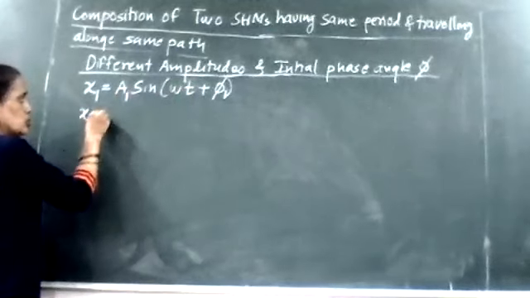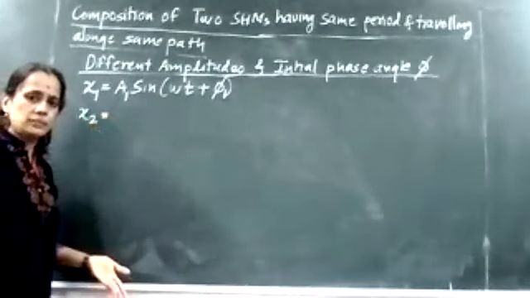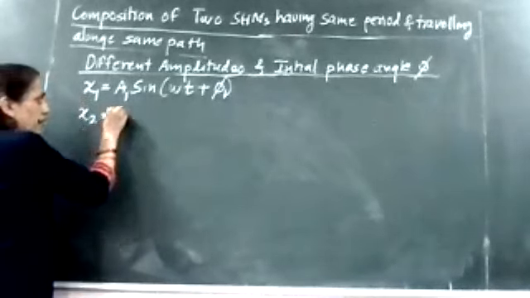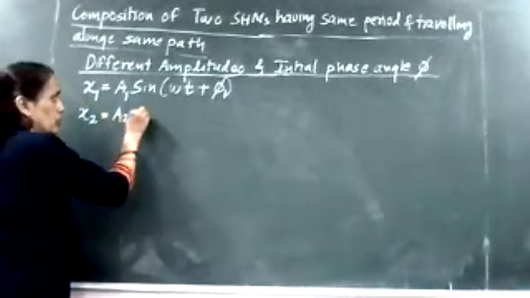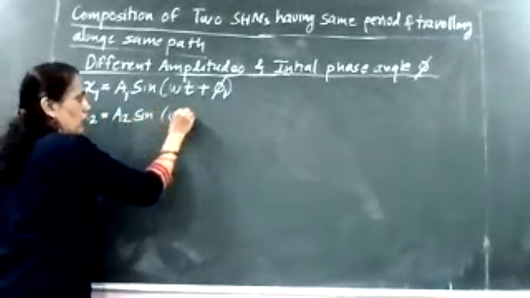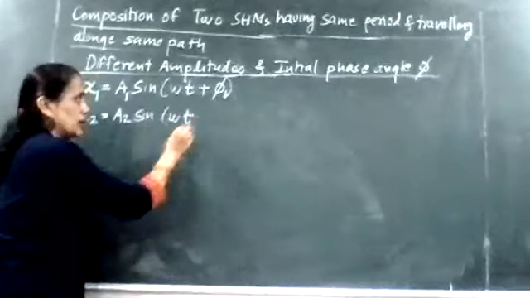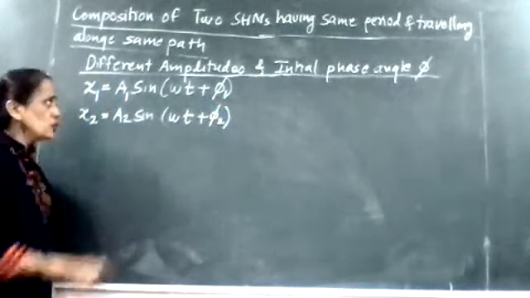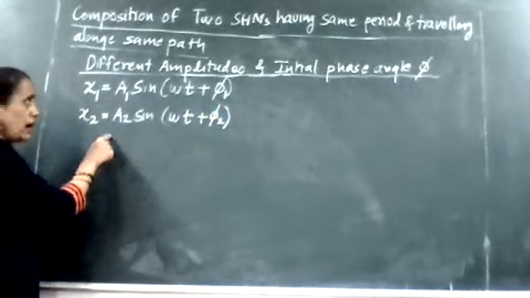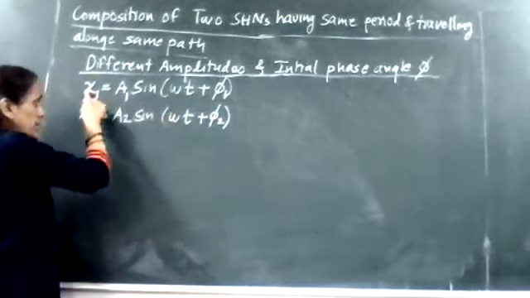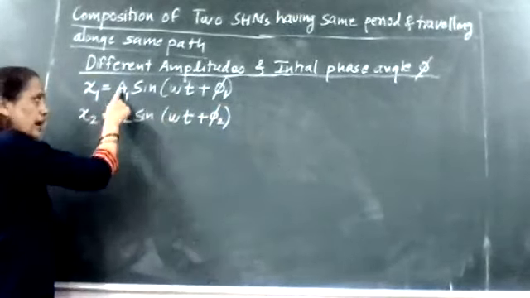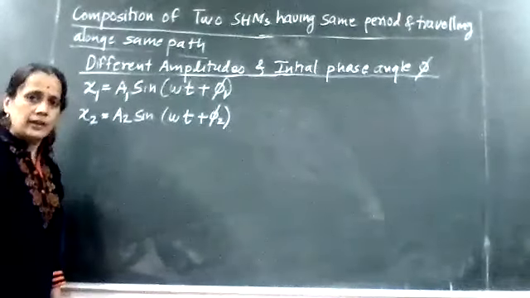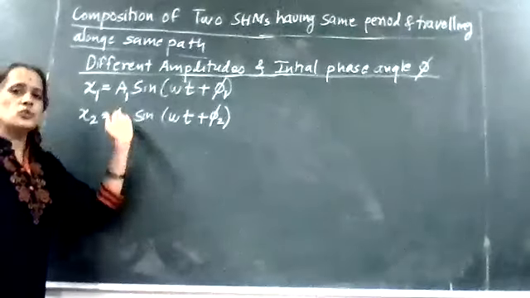Similarly, I will write for x2, the second SHM. It is also traveling along the same path, that is along the x-axis, having a different amplitude, A2 sine(omega t plus phi2), means the period will remain the same, plus the initial phase angle is phi2. So these are your two SHM, having the same period, traveling along the same path, but having different amplitude and different initial phase angle. Right? Now, composition of these two SHM.